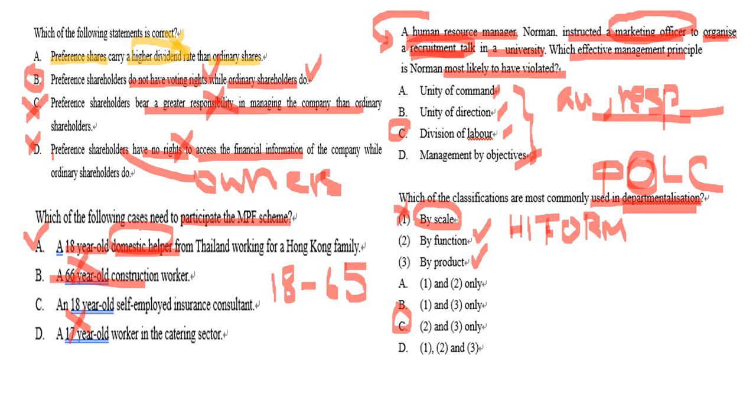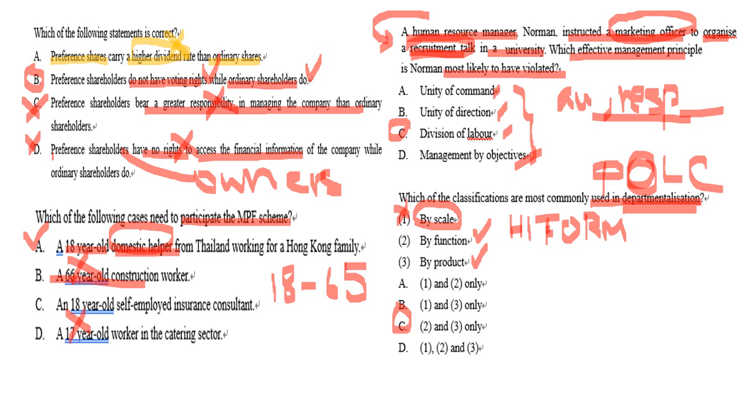Okay, this question is about preference shares and ordinary shares. Remember, preference shares have two types of preference: the preference to claim dividend, and the second is the preference to claim their capital upon liquidation. But we have not mentioned the dividend rate. We do not know if the preference share dividend rate is higher or lower than the ordinary shares. So this is wrong.